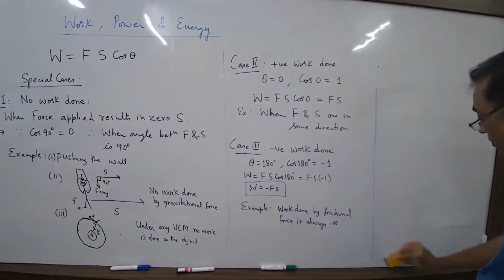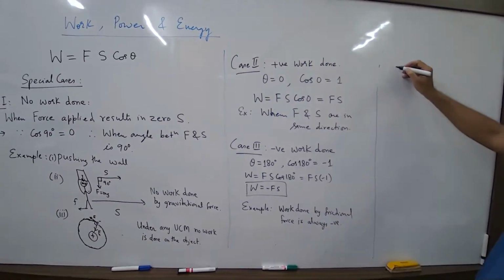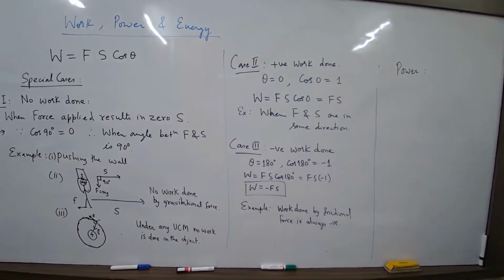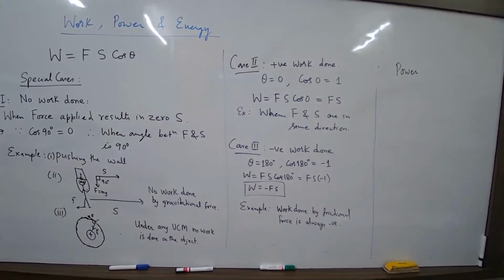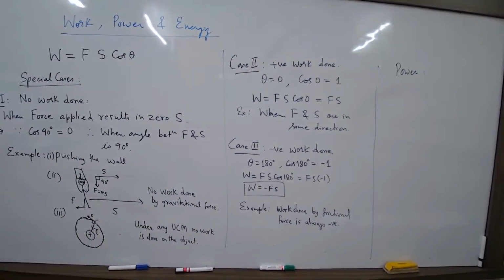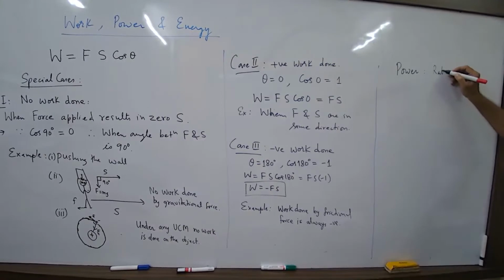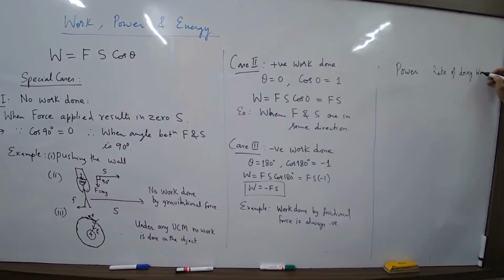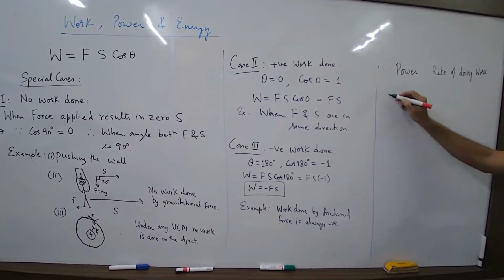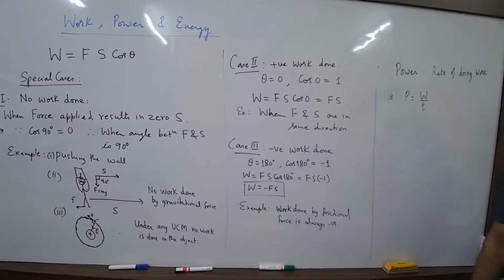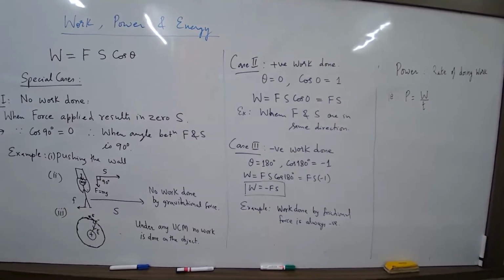Next topic is power. I will let you write it. Let me first complete this also. What is power? Power is defined as rate of doing work. That is, P is equal to W upon T. The rate at which work is done.